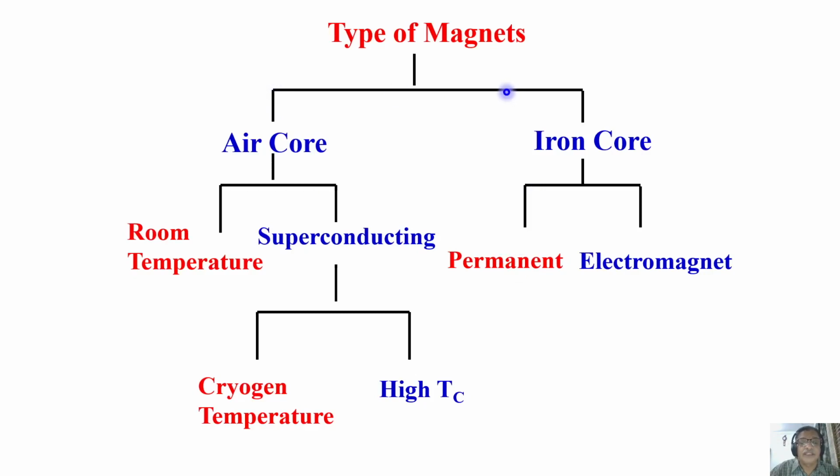Let us go to the types of magnets. It is very important. Broadly, magnets can be classified into two types. One is air core magnet, the other is iron core. In the iron core magnets, as all of you would have understood in your early college days, you have a permanent magnet and you have an electromagnet. So long as there is positive current, you have a magnetic field. That's fine. The air core magnets again can be divided into two types. One, you can have a magnet at room temperature, and you have a magnet at superconducting temperature. It is a superconducting magnet.